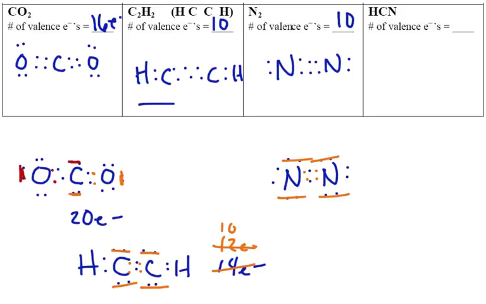So this picture, and the picture we had before with the carbon monoxide, all have 10 electrons, and they all have very similar structures.